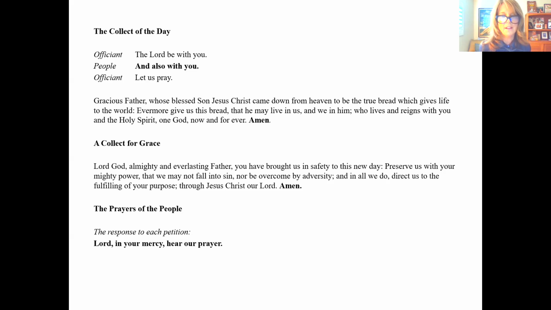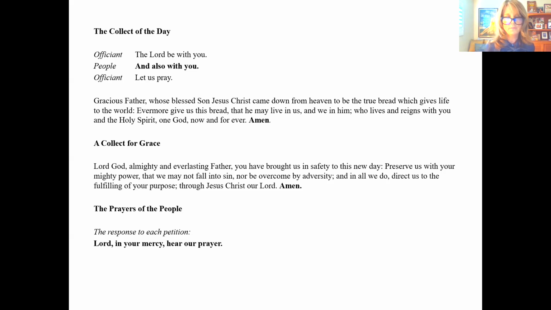Let us pray in the light and hope of Christ, who unites each of us and all creation, as we offer our prayers for the church and the world, and all those in need, saying, Lord, in your mercy, hear our prayer.